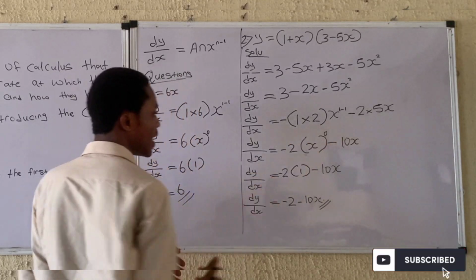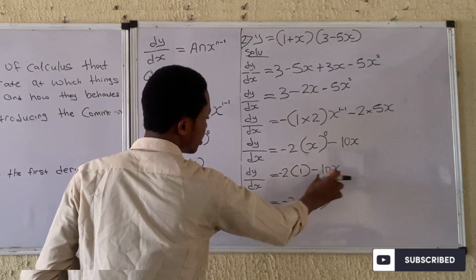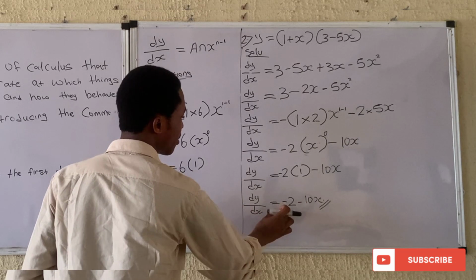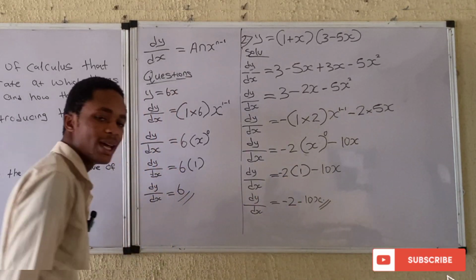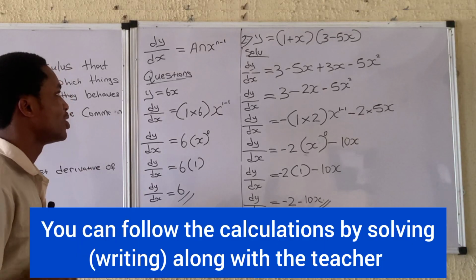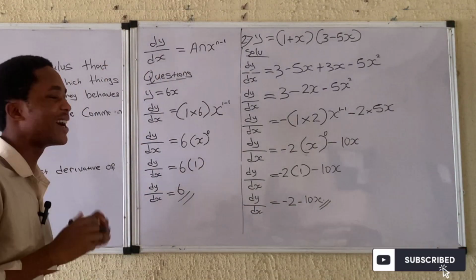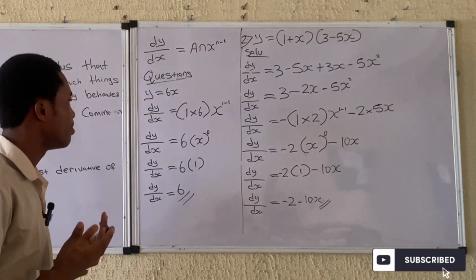Now, I told you anything raised to the power 0 is 1. That's how we got this one here. Minus 10x. Now, dy/dx equals minus 2 times 1 gives us minus 2 minus 10x. That is all for this. Just remember the formula first. Always remember the formula and be diligent enough to follow the exact steps.